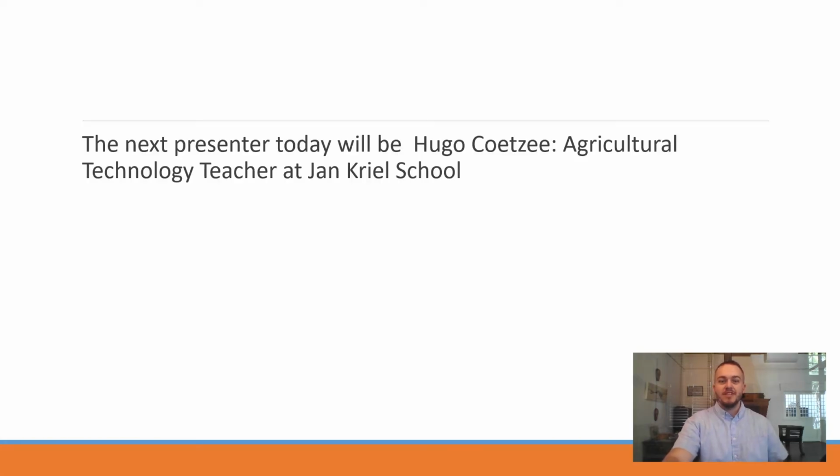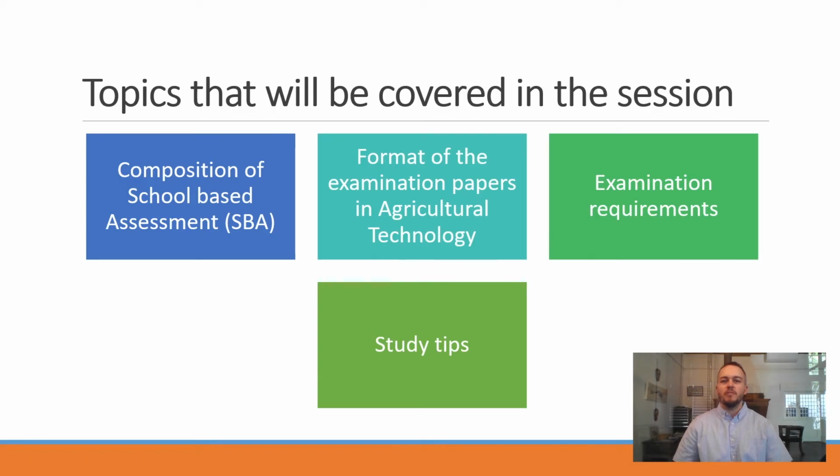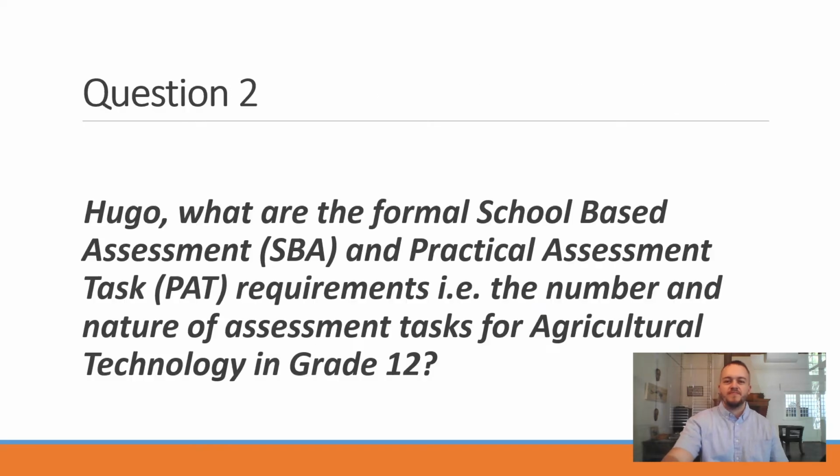I'll just introduce myself from AgriCareers School. So question 1: provide us with a brief outline of what you will be covering during the session. The topics that will be covered in this session are the composition of the SBA, the marks that you have to do in class, the type of test you're going to write, how many tasks you have, and what your PAT is. Then the format of the examination of the agritech paper, because there's a specific format and it doesn't change. It stays the same. Question 2 will always be this, question 3 will always be this, we'll get to that. And then examination requirements, what you need, and a few study tips.